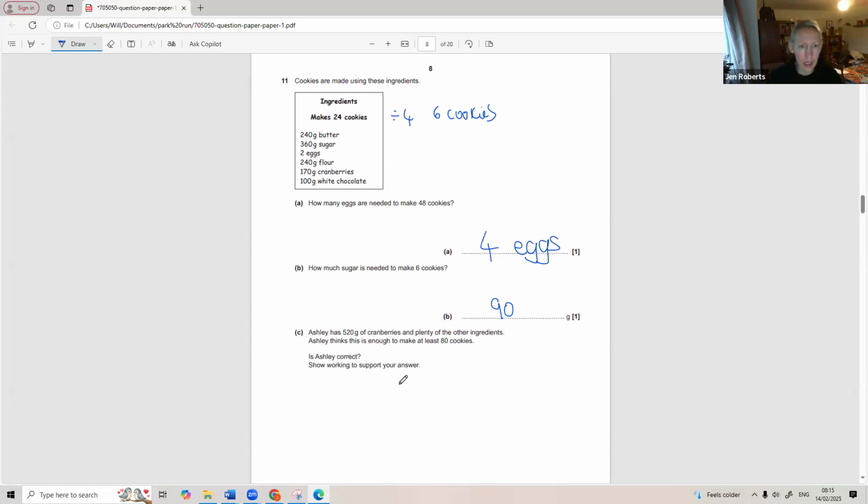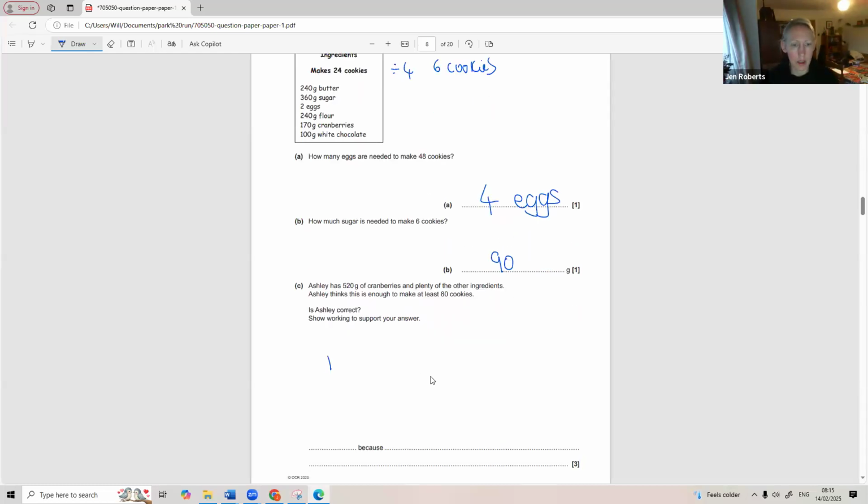Okay, so Ashley has 520 grams of cranberries and plenty of the other ingredients. Ashley thinks there is enough to make at least 80 cookies. Is she correct? Right, so 170 grams of cranberries. Let's see what 520 divided by 170 is. Okay, it's 3 and some decimals here. So I'm going to just times it by 3 first of all. 170 times 3, 510. So this is 24 cookies.